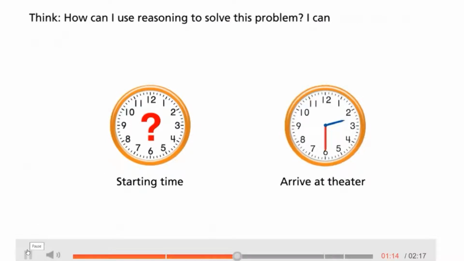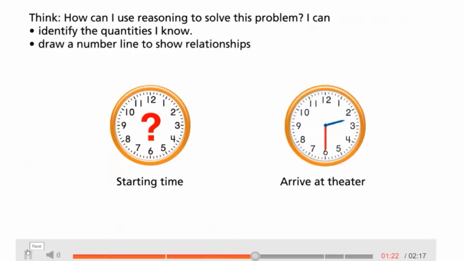Think, how can I use reasoning to solve this problem? I can identify the quantities I know. Draw a number line to show relationships. Give the answer using the correct unit.